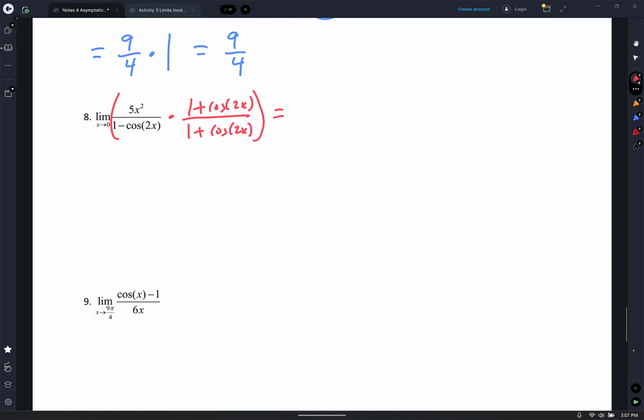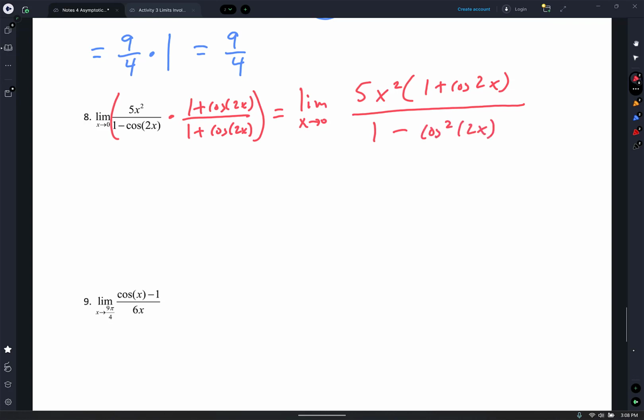When you do that, you're going to get the limit as x approaches 0, and I'm not going to distribute this. I'm going to leave it like this: 5x squared, 1 plus cosine 2x. There's a reason for why I'm going to leave it like that. You'll see right now. All over, and then the bottom turns to 1 minus cosine squared 2x. Do we have any questions on how we got to here? Please let me know because I can't read minds.